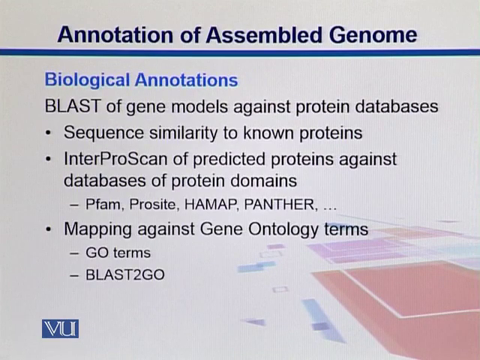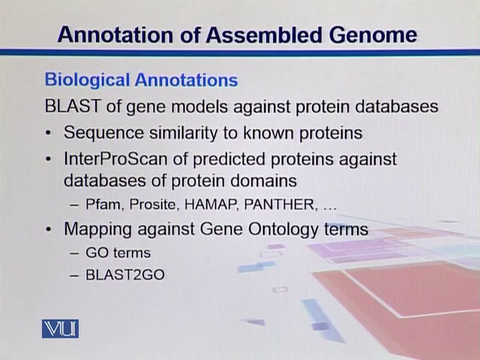When we are trying to do those biological annotations, we try to actually infer some biological meanings. In that case, number one, we can BLAST those genes against protein databases, and we can get the sequence similarity, and from those sequence similarities, we can identify these gene models. They can tell what kind of protein is produced. So in this way, we can identify their proteins.